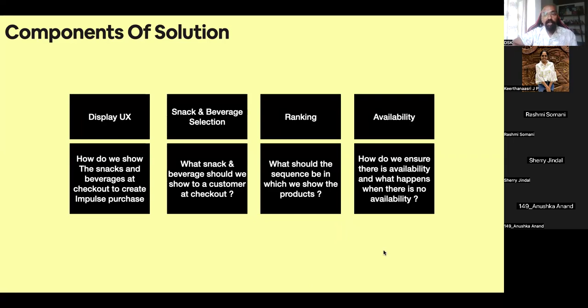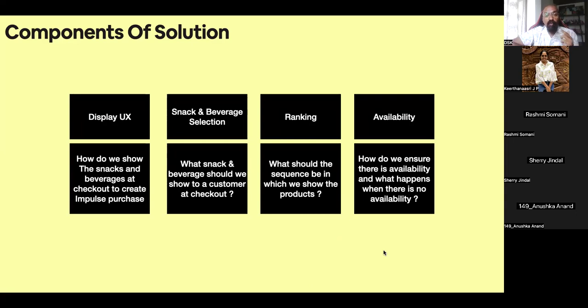Right, so coming back, in terms of the components of the solution, there are 4 broad systems. One is the display UX system. The question that we ask here as a product manager is, how do we show the snacks and beverages at checkout to create impulse purchases?